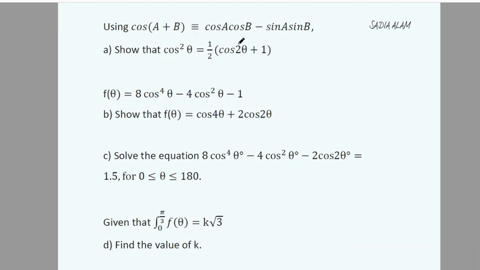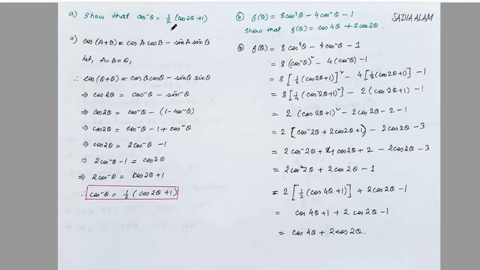Since it has to be derived from cos 2 theta, the double angle formula of cos, I will just replace A and B with theta, so that we get theta plus theta equals 2 theta. So this is part A, and this is the formula of cos A plus B. In this one, you just need to replace A and B with theta, and then you get cos 2 theta at the left side. You have cos square theta minus sin square theta.